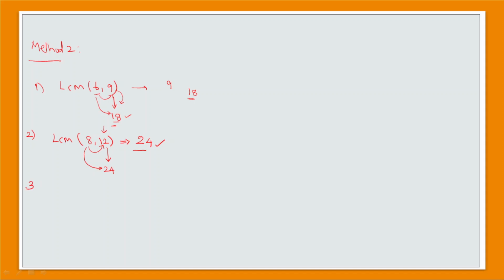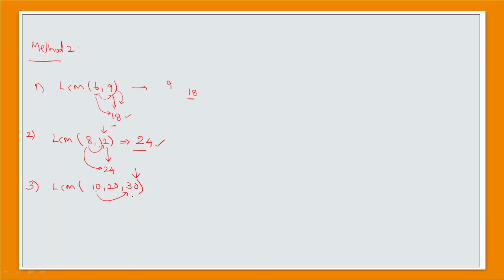Let us consider one more example: LCM of 10 comma 20 comma 30. Among these numbers, the highest number is 30. Here 10 is not a multiple of 30, and 20 is also not a multiple of 30.